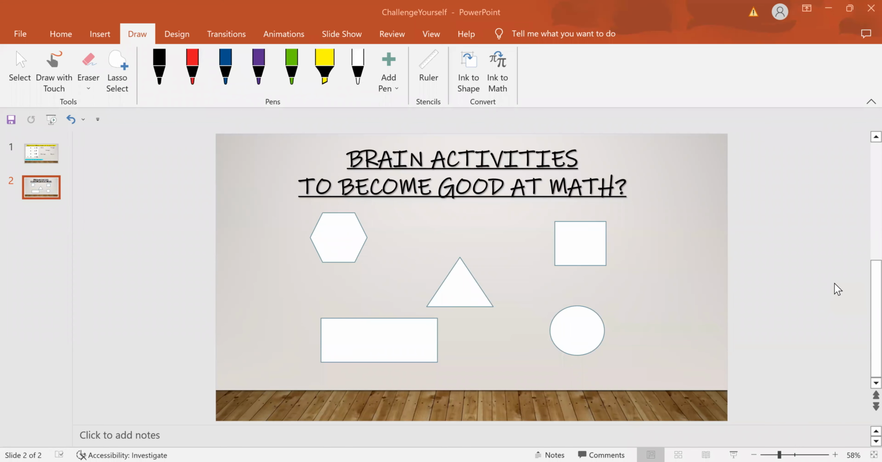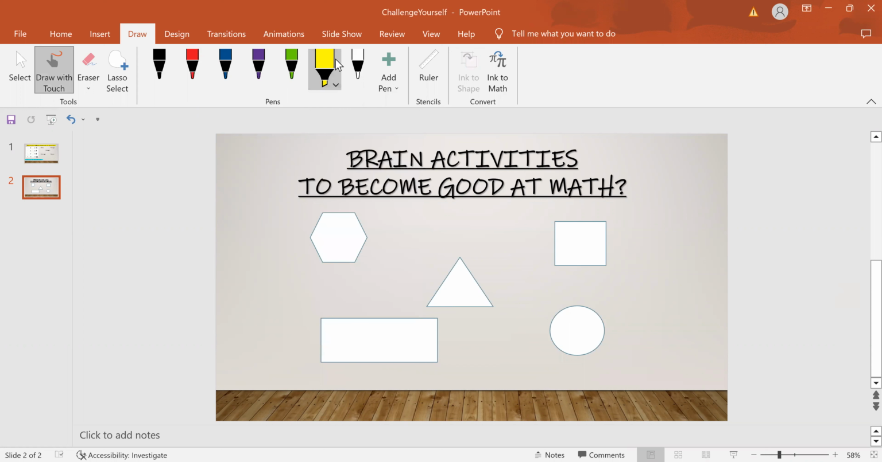Brain activities to become good at math. Welcome to this video where we're gonna use some brain activities to improve our skills. So here we have 5 different shapes.